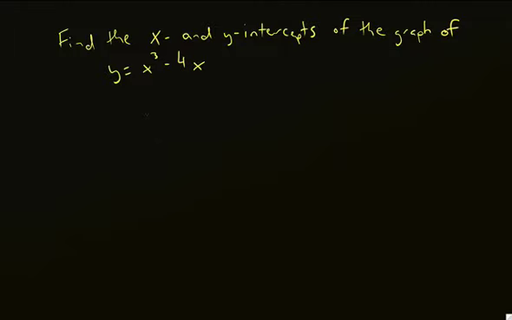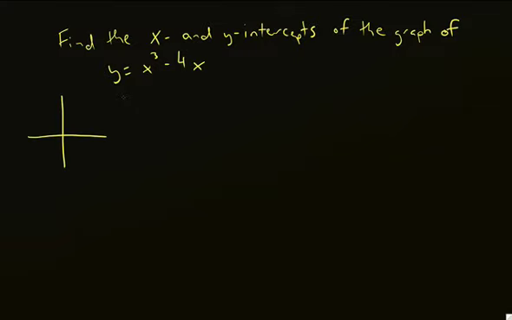Okay, so here's the first problem. Find the x and y intercepts of the graph of y equals x cubed minus 4x. So you want to think, what is an x-intercept? Well, an x-intercept is wherever the graph will intersect the x-axis. So that means y will equal 0, because another way to say the x-axis is the line y equals 0.